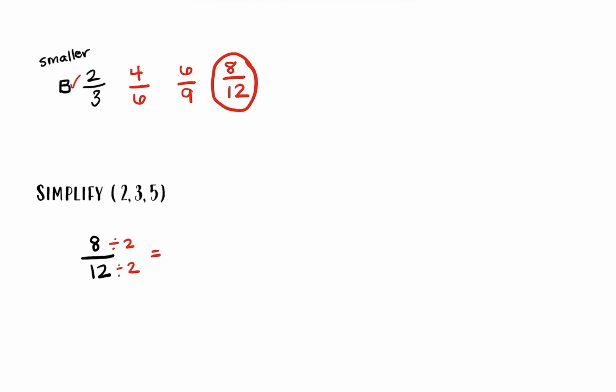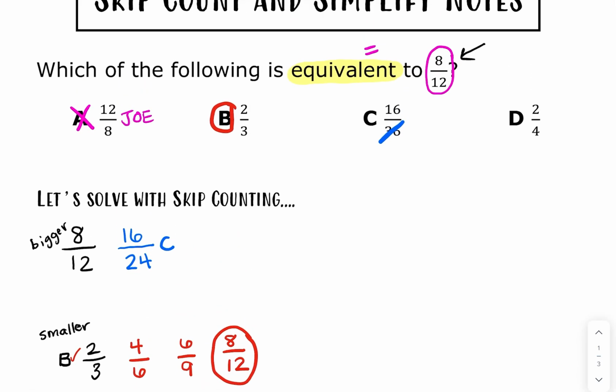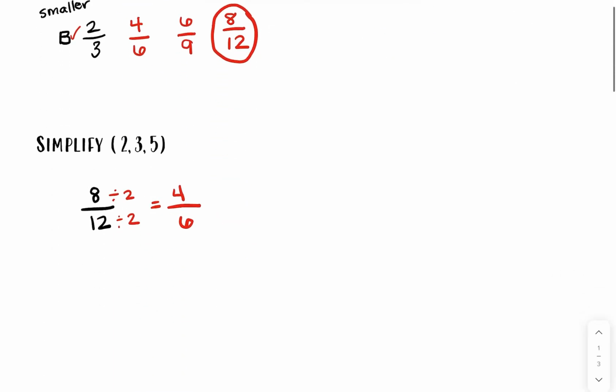Okay, so 8 divided by 2 is 4. Again, a way to do that is count by 2s. 2, 4, 6, 8. How many fingers do you have up? 4. So count by 2s until you get to 12. 2, 4, 6, 8, 10, 12. That's 6. Okay? So right now I have 4 over 6. That is still not an answer choice up here. Okay? So we have to simplify again.